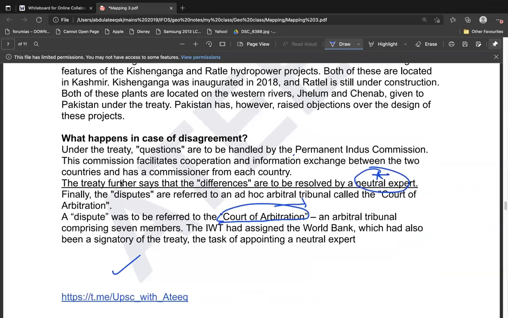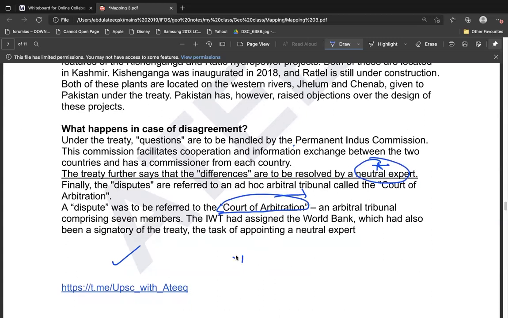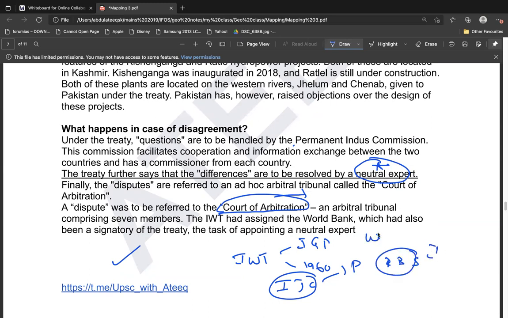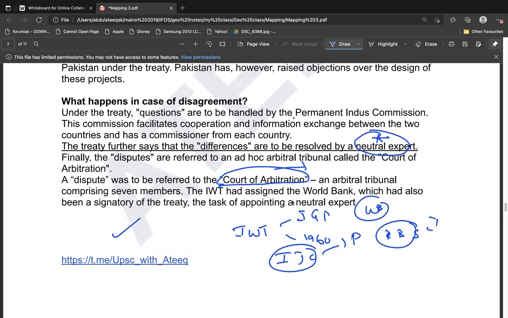So this is about the Indus Water Treaty. Between whom? The Indus Water Treaty is between India and Pakistan, and it happened in 1960. According to this treaty, Indus, Jhelum, Chenab were given to Pakistan, and Ravi, Beas, and Sutlej were for India. It was brokered by the World Bank, and all disputes will be resolved properly through sitting together. If there are major issues, then a neutral party will try to resolve the disputes. That's all you need to remember.